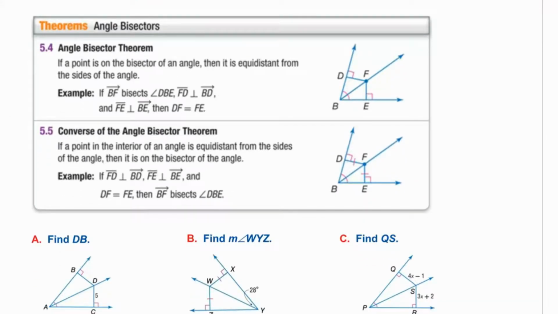The next two theorems deal with angle bisectors. And what these theorems are telling you is that if you have a ray that bisects an angle, then you know that it is equal distance from the sides. And the shortest distance from a point to a line is perpendicular. The converse tells you that if you know that you have a ray that's inside of an angle and is equal distance from the sides, that it bisects the angle.